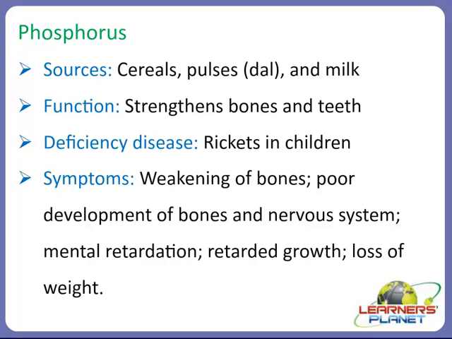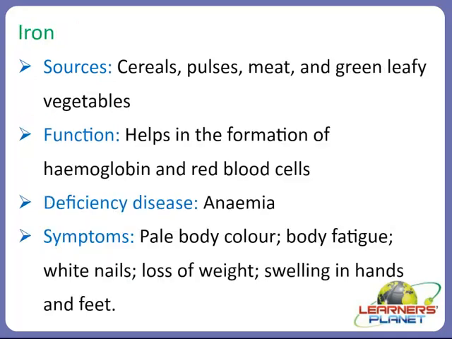Alright, now let's move on to the next mineral. Yes, iron. Students, the rich sources of iron are cereals, pulses, meat and green leafy vegetables, and the function of iron is that it helps in the formation of hemoglobin and also the red blood cells.